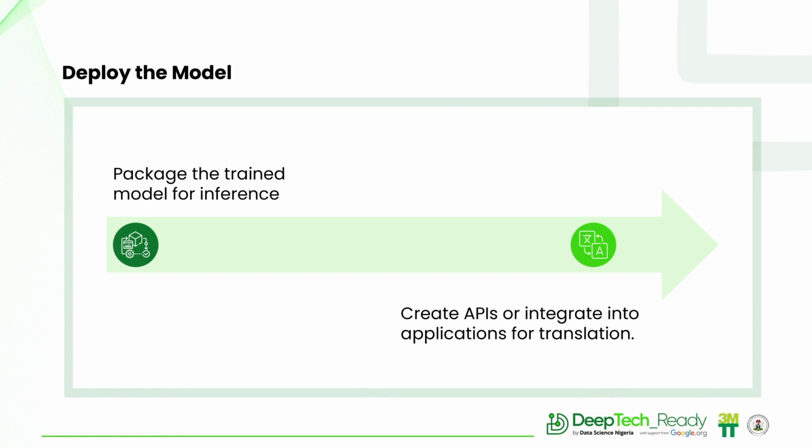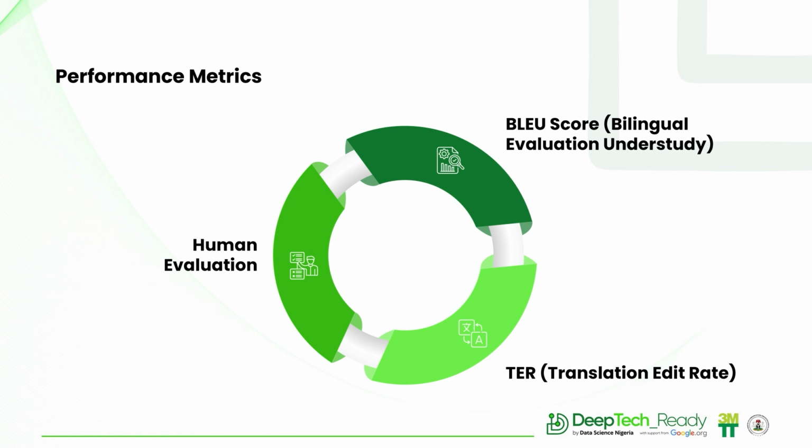To assess the quality of our translation models, we rely on several performance metrics like the BLEU I mentioned, that's the bilingual evaluation understudy. Others include the translation edit rate, TER, as well as human evaluation.